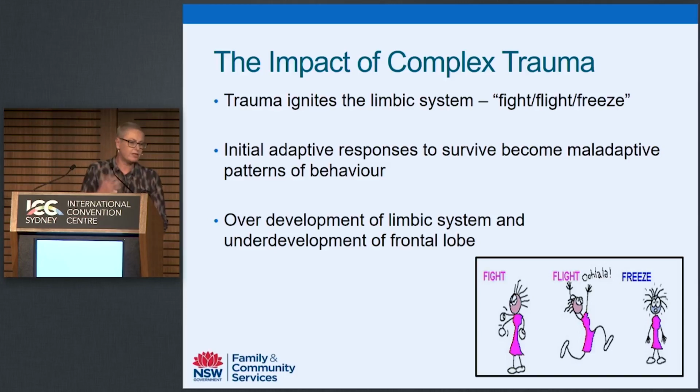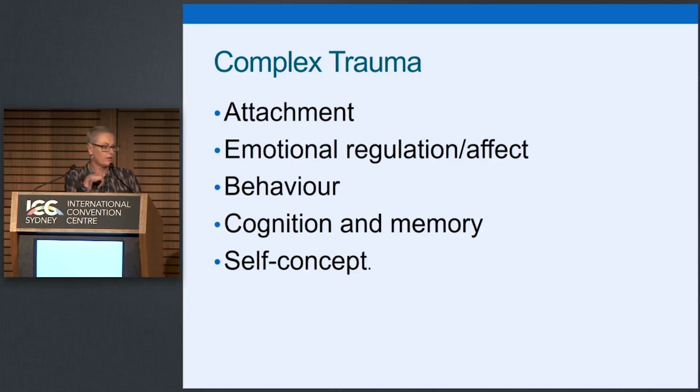And what will happen is we can get an overdevelopment, so the tar is being put down over the limbic system, and an underdevelopment of their frontal lobe. So complex trauma really impacts on these 5 areas.